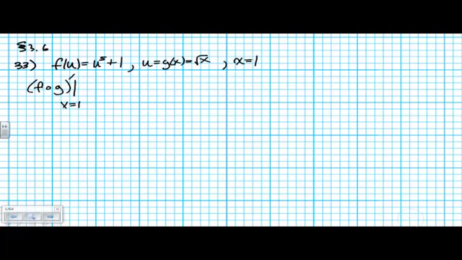So here's a look at number 33 from section 3.6. Now, what they want you to remember is that we have a couple different versions of the chain rule, and one of them is that dy/dx is equal to dy/du times du/dx. That's one way of looking at the chain rule.